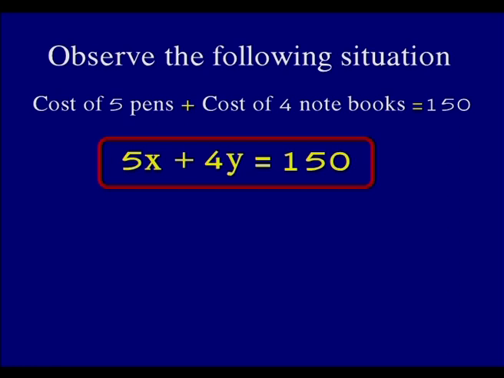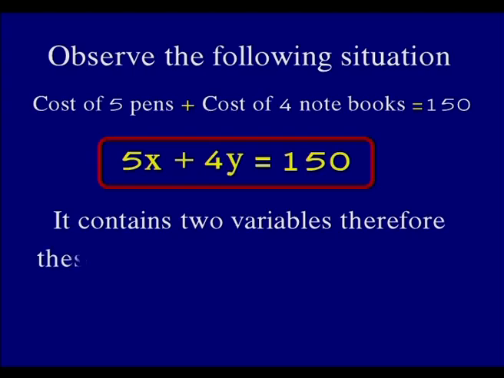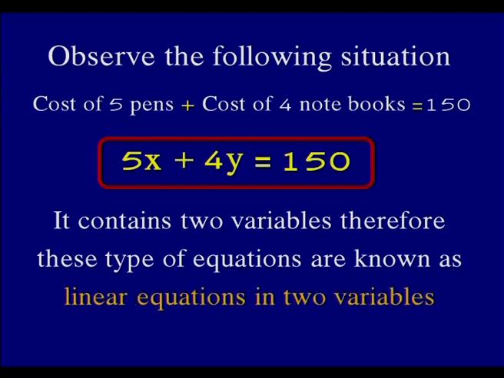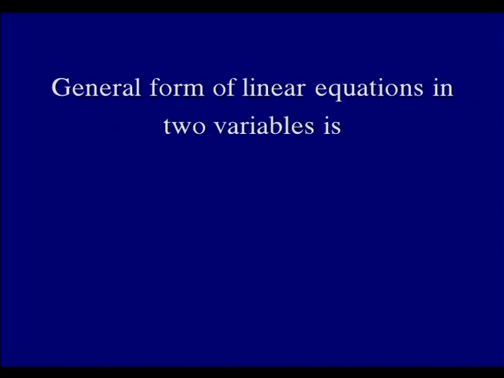Now, how many variables are there? Here there are two variables x and y. So, these types of linear equations are called linear equations in two variables, because they contain two variables. Okay. Now, we will discuss the general form. Just before, we learnt what a linear equation in two variables is.